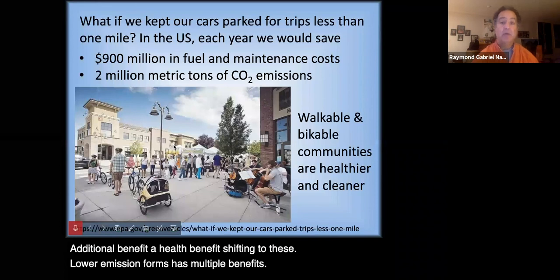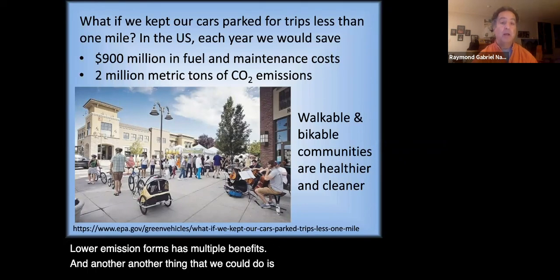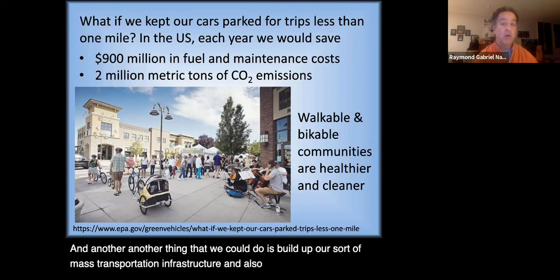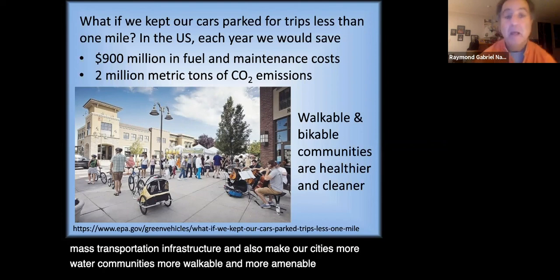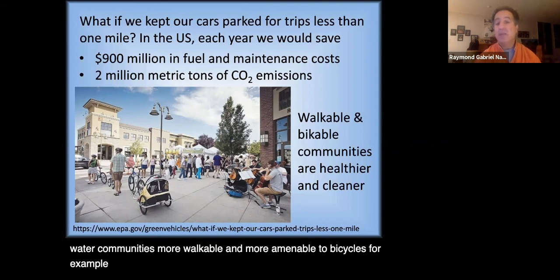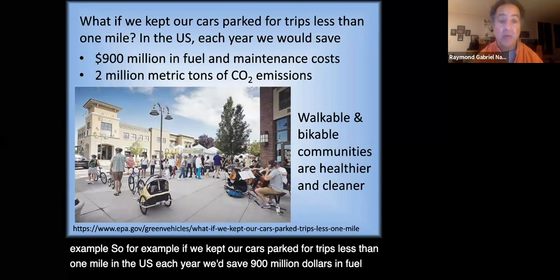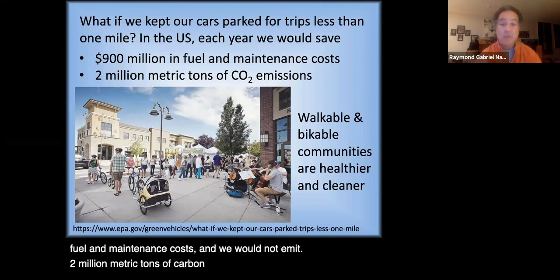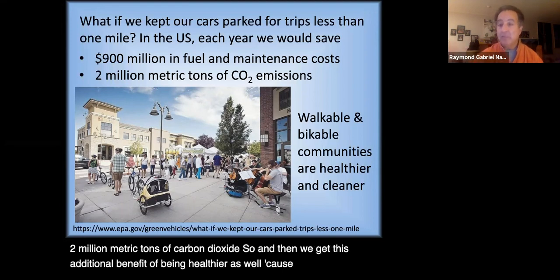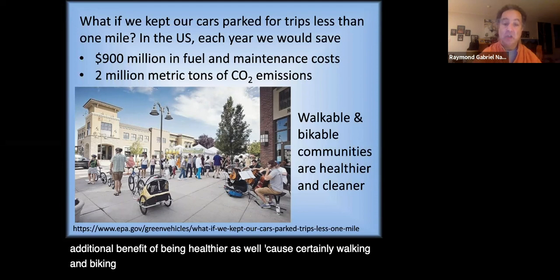Another thing that we could do is build up our mass transportation infrastructure, and also make our cities, our communities, more walkable and more amenable to bicycles, for example. So, for example, if we kept our cars parked for trips less than 1 mile in the U.S., each year we'd save $900 million in fuel and maintenance costs, and we would not emit 2 million metric tons of carbon dioxide. And then we get this additional benefit of being healthier as well, because certainly walking and biking has these additional health benefits.